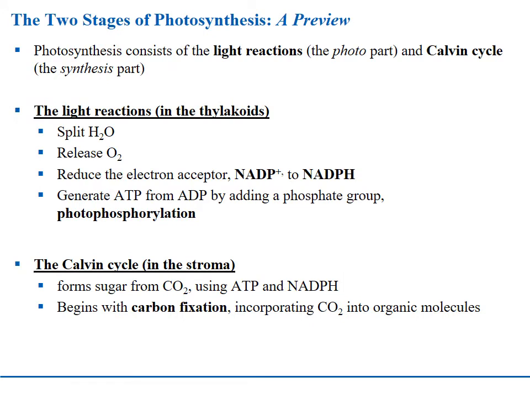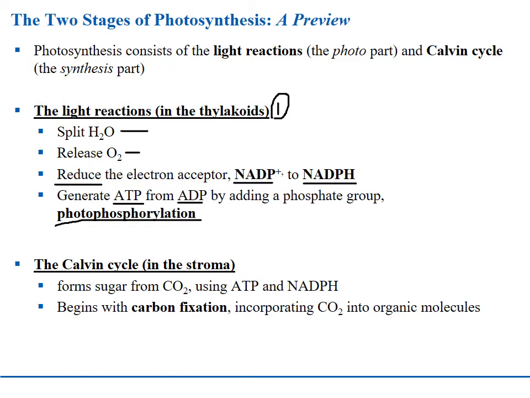So photosynthesis is going to take place in 2 different parts. The first part is the light reactions. These are going to take place in the thylakoids, those green stacked coins that we talked about. The most important things that happen in the light reactions are the splitting of water, the releasing of oxygen, the reduction of NADP+ to NADPH, and the generation of ATP from ADP through a process called photophosphorylation.